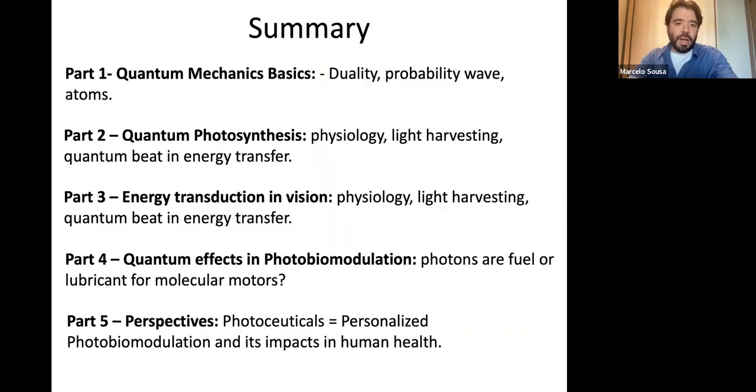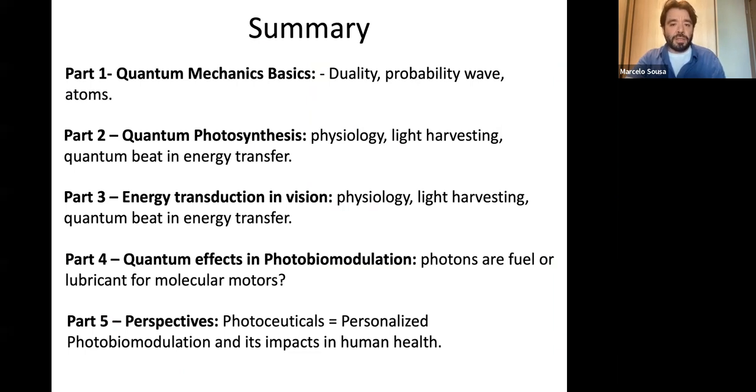So by now, I separate that presentation in 5 parts. Don't worry, it is very quick. It's just to keep everything in mind. So the first part, a little bit about the basics of quantum mechanics, to explain for a broader attendance about duality and probability in wave functions.